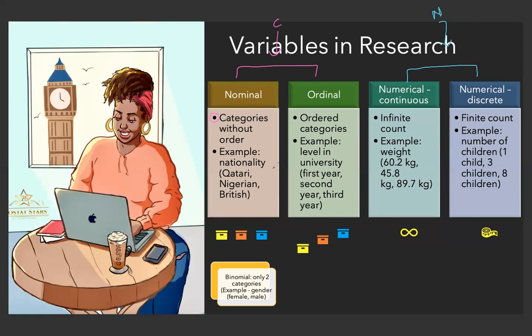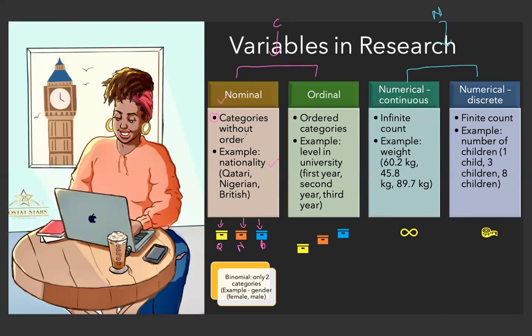An example here is nationality. If, for example, this yellow box means Qatari nationality, and this orange one means Nigerian nationality, and this blue one means British nationality, then when you're measuring variables, like the people in your sample, they could either be Qatari, or they could be Nigerian, or they could be British. But these are just categories or groups that don't have any order to them. So this is what nominal categorical variables mean.